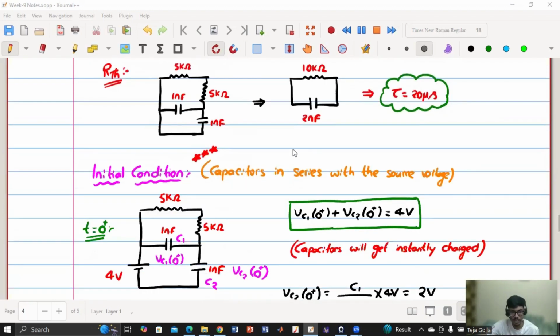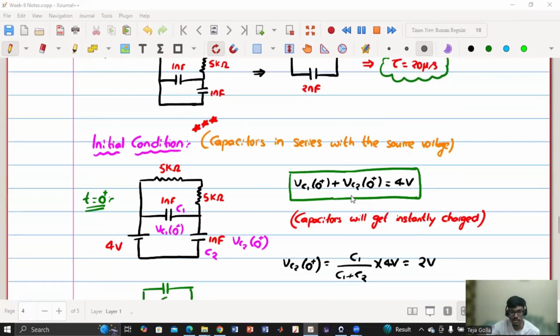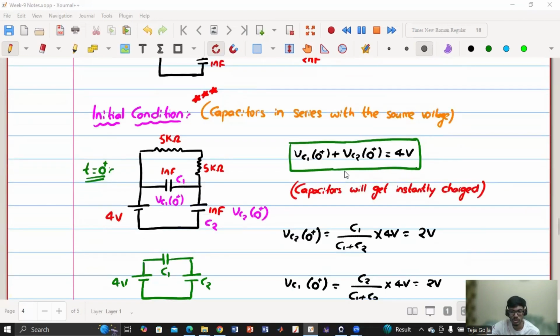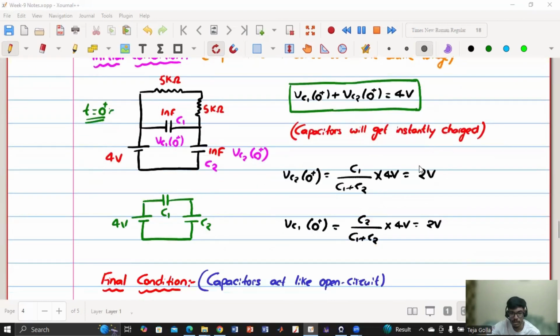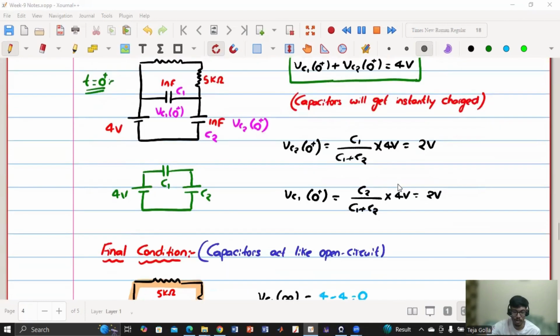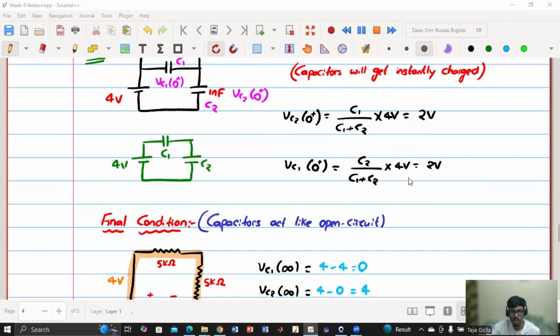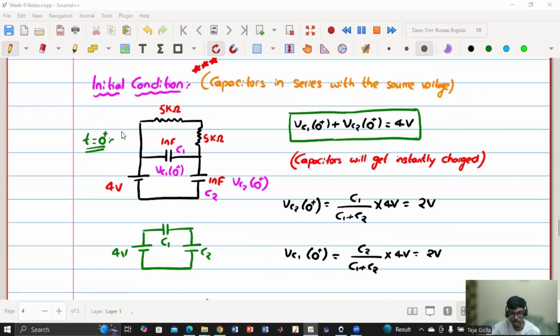This is the special case, I'm saying it again, where capacitors are connected in series with the source voltage. So the capacitor voltage just after 0 plus is non-zero. To find that, we neglect the resistor dynamics, consider only the capacitor dynamics, and directly apply the voltage division formula. Because C1 and C2 are the same, both initial conditions are 2 volt and 2 volt; the voltage is equally divided. So this is the tricky part.